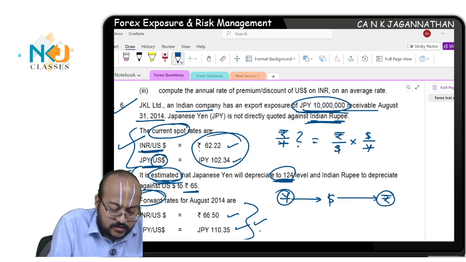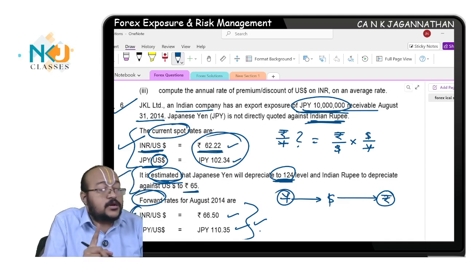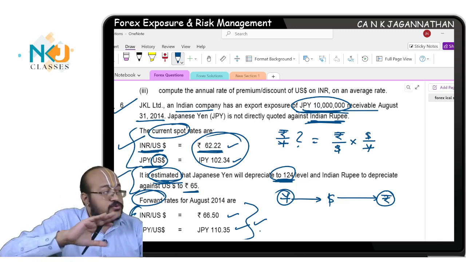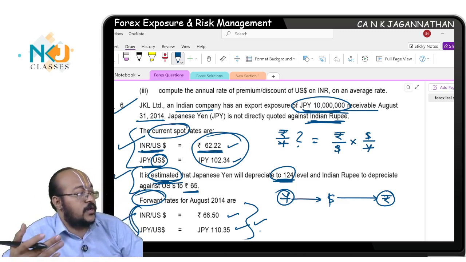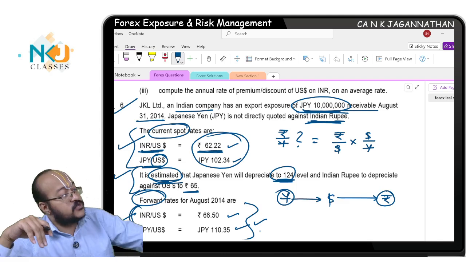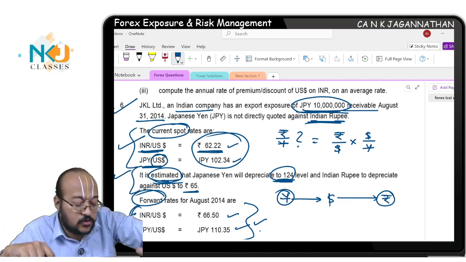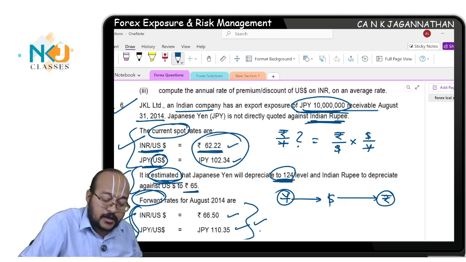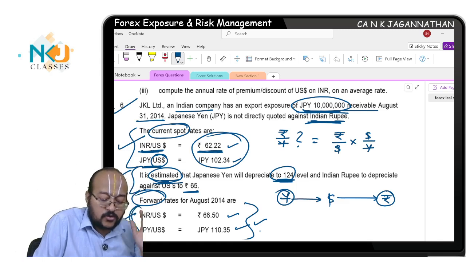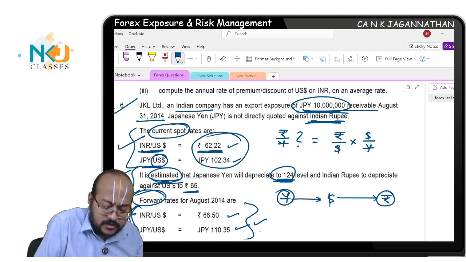INR per US dollar is 62.22. In this question there is no bid and offer rate. In the next question we are going to see the cross rate where bid as well as offer rate is involved. How to compute that I will explain in the next question. Here, rupee per yen is to be found out and rupee per dollar is given. There is no issue of bid and offer rate, directly take the quote.